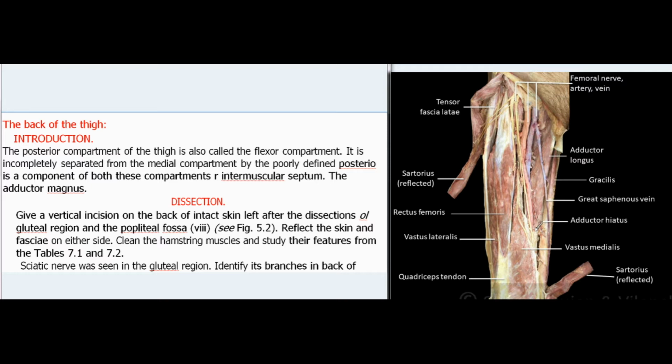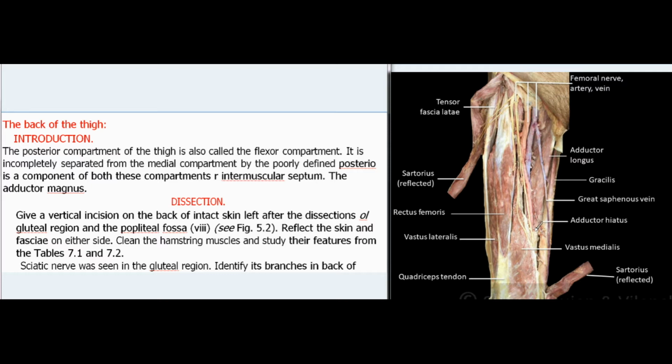The adductor magnus. Dissection. Give a vertical incision on the back of the thigh, joining the intact skin left after the dissection of the gluteal region and the popliteal fossa. See Fig 5.2. Reflect the skin and fasciae on either side. Clean the hamstring muscles and study their features from tables 7.1 and 7.2.